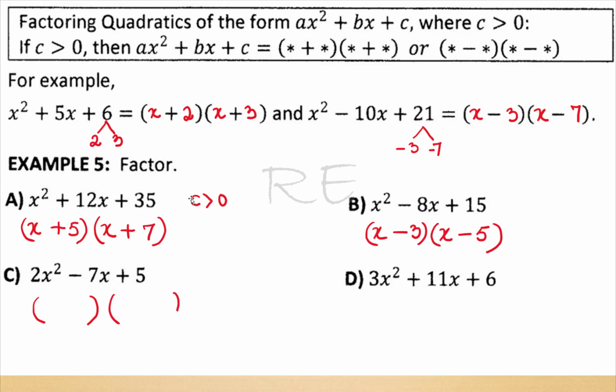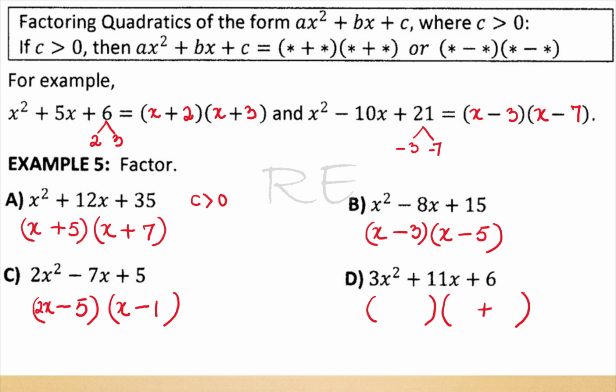The product is positive, therefore both signs must be the same. And since the sum is negative, both signs are negative. 2x squared is 2x times x. And 5, well, 5 is 5 and 1. We need a 7. So we're going to have 5 associated with x and 1 associated with 2x. Therefore, negative 5x plus negative 2x is equal to negative 7x.